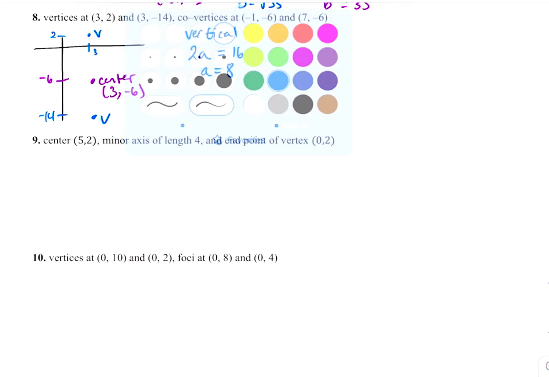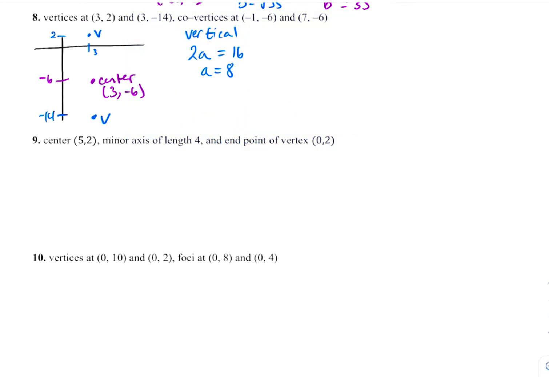And then the other piece of information that it gives me is the co-vertices. So that is left 1 down -6. And then we are going over 7 down -6. So this distance here then is my b value, since I know where my center is, or I can find the distance between -1 to 7. So if I did it that way, that means 2b is equal to 8, so then b would have to be 4. And now I have all the information I need to write my equation.